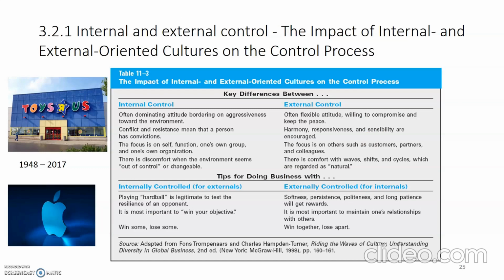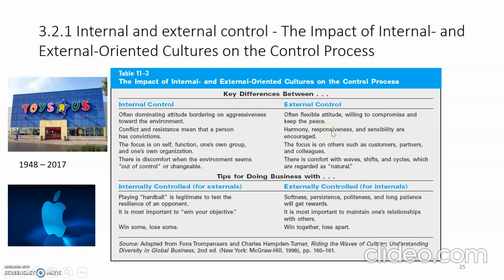Some cultures are more internally focused, some cultures are more externally focused. You can see the key differences here. When an organization has internal control, usually they have a dominating attitude. Always there is conflict and resistance, and that conflict and resistance means that person has convictions. They do not agree with the overall goal of the firm. The focus is on the self, function, group, and the organization itself. Always there is a discomfort when the environment seems out of control. Toys R Us is one of the firms that has very high internal control.